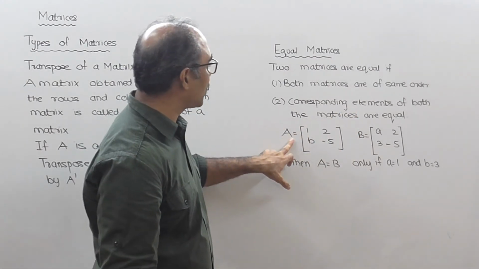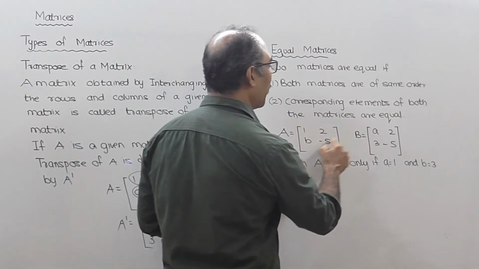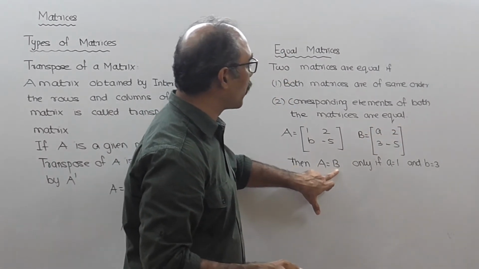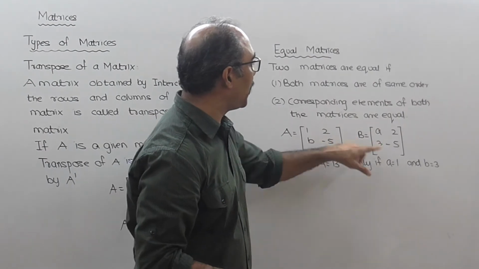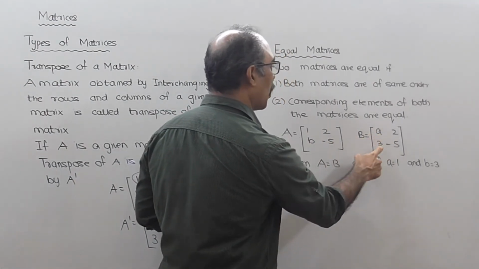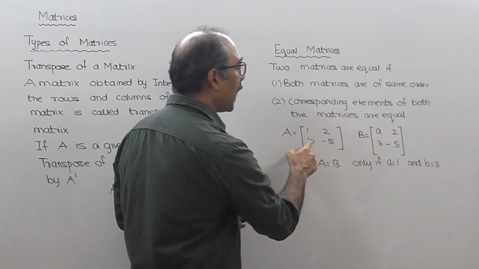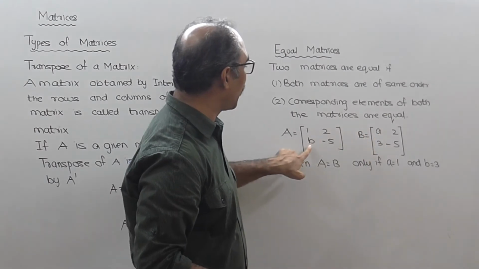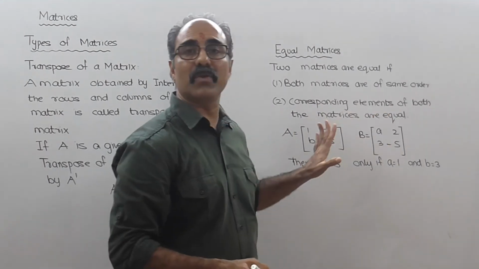Meaning, if I have a matrix A which is 1, 2, B, minus 5, and B is A, 2, 3, minus 5, then A will be equal to B. That means these two matrices will be equal if and only if A is 1 and B is 3. If here you have 1 and here you have 3, then both matrices will be equal.